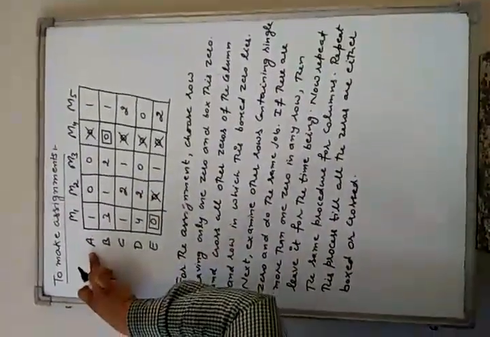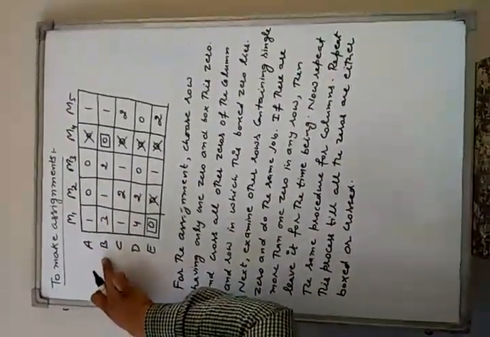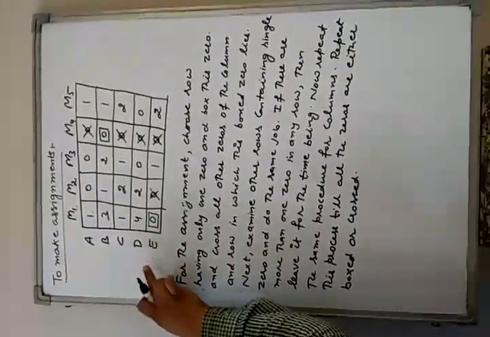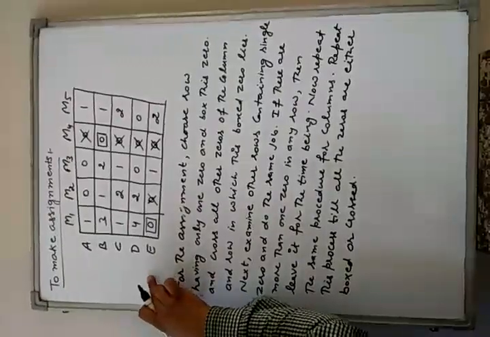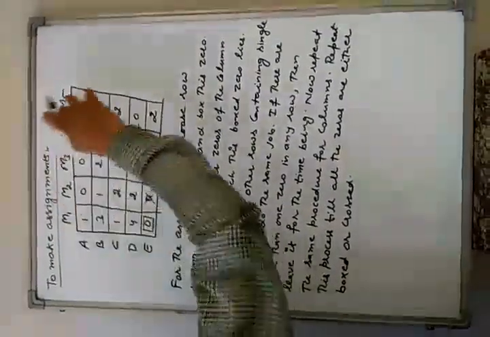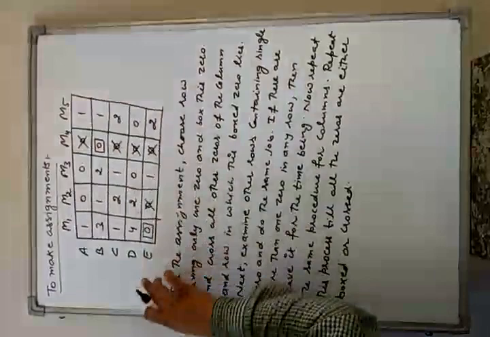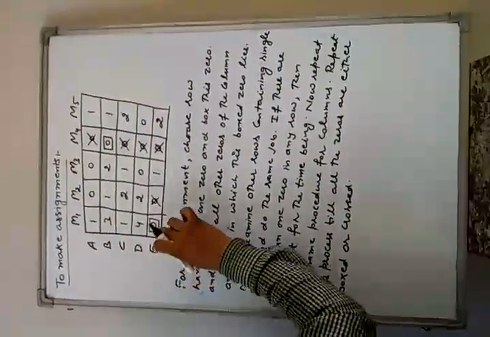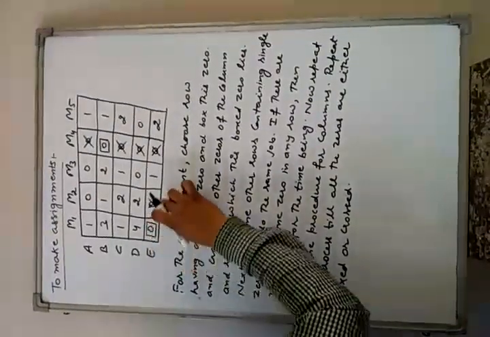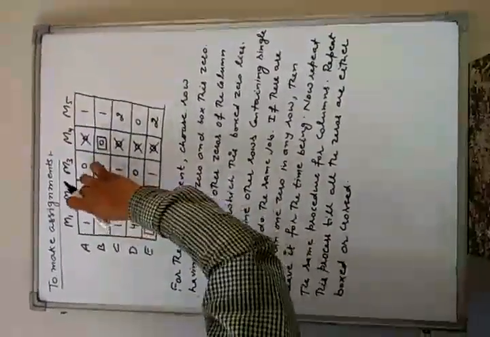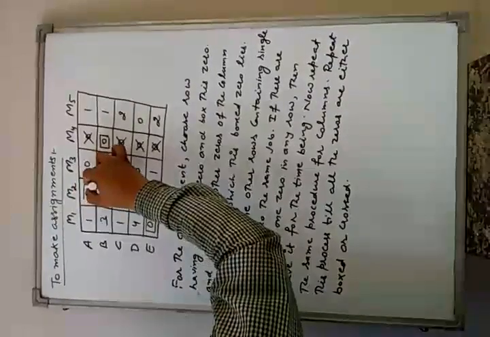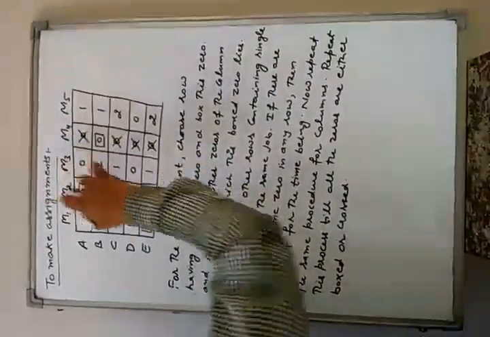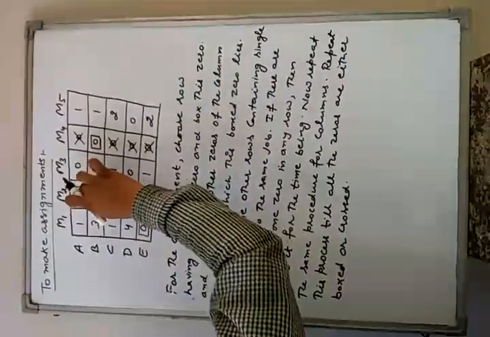Here in this row two zeros. Here assignment is made. Here no zero. Here two zeros. Here no zero. Then, as we do not have any row in which a single zero lies, we will repeat the process column wise. In this column, assignment is made. In this column, only a single zero. We will box this zero and cross all other zeros in the row and column in which this boxed zero lies.